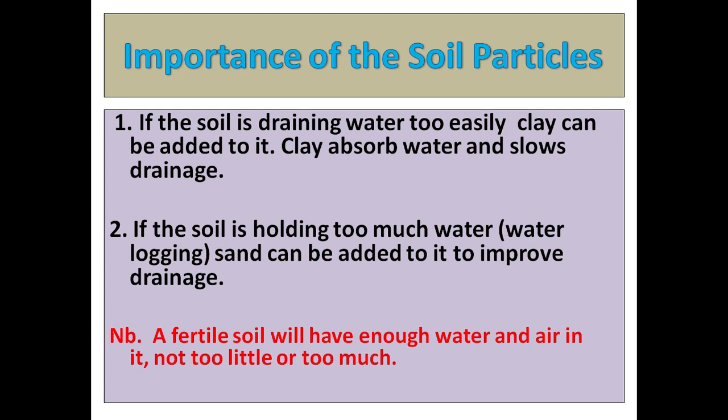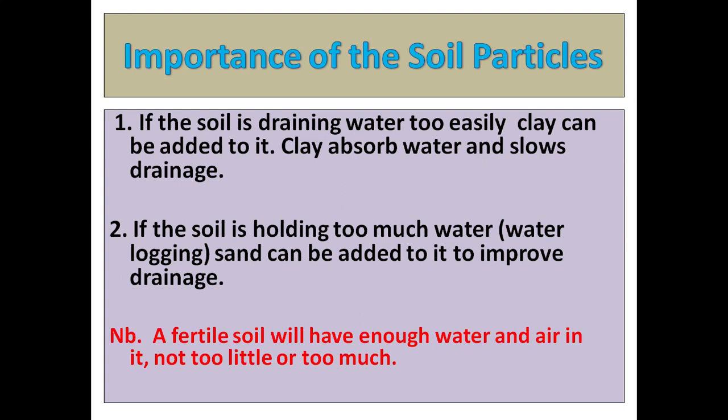Note brief: a fertile soil will have enough water and air in it, not too little or too much. So when a soil is described as fertile, it means it has an equal amount of water. It has everything that the plant would need. Alright, there's no shortage of any of the components. There's not any shortage of water, nutrients, air, etc. It should be balanced. Let's look at importance number one.